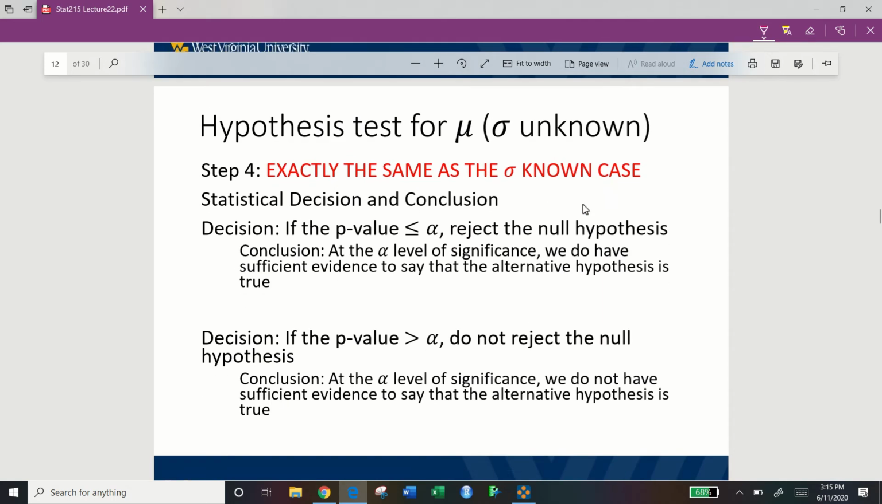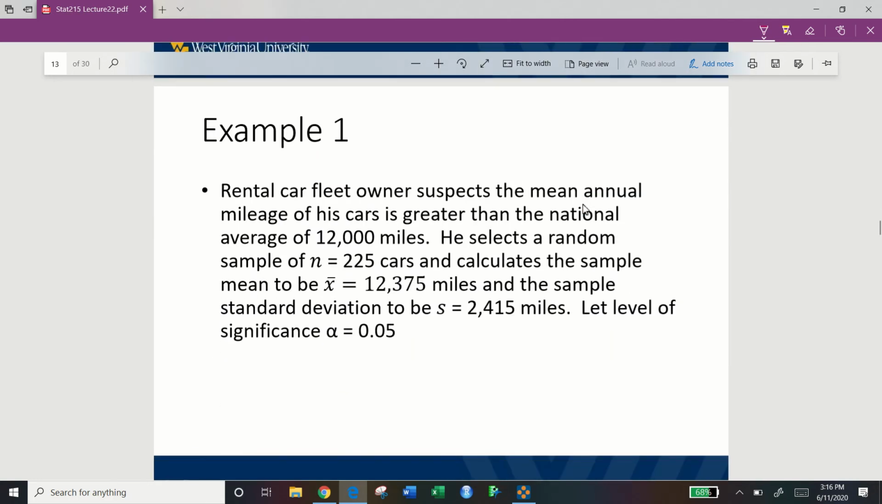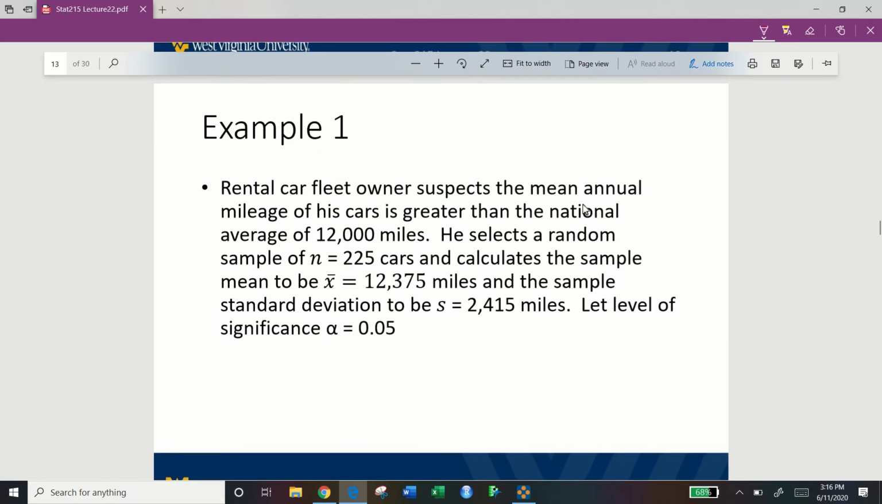Step 4. This is a step that's also going to be the exact same as when sigma is known. If our p-value is less than or equal to alpha, we reject the null hypothesis. If the p-value is greater than alpha, we do not reject the null hypothesis. At this point, let's take a look at some examples.